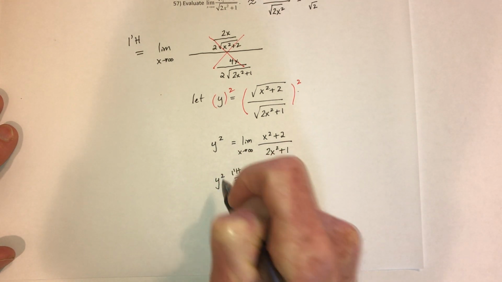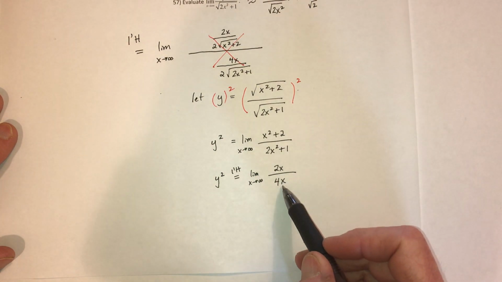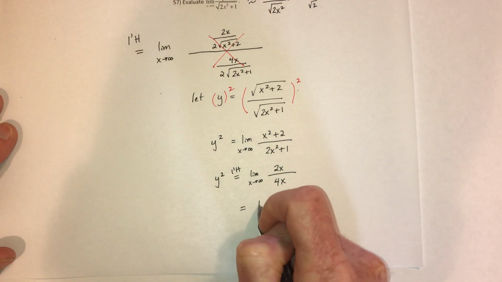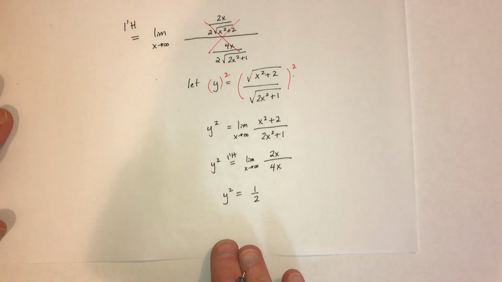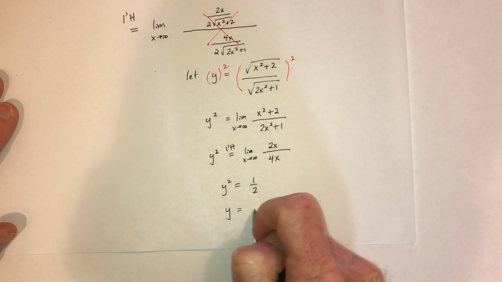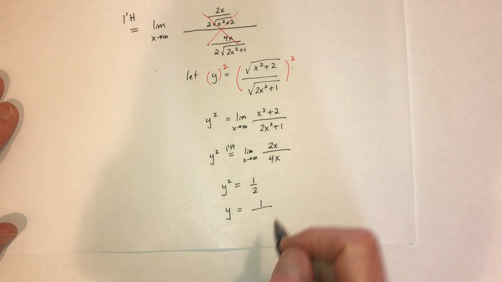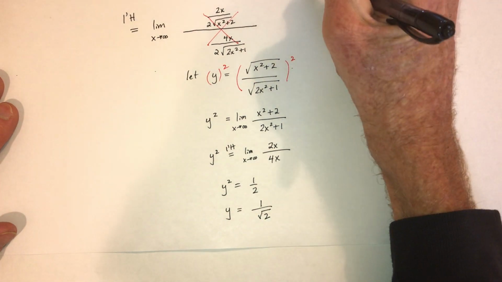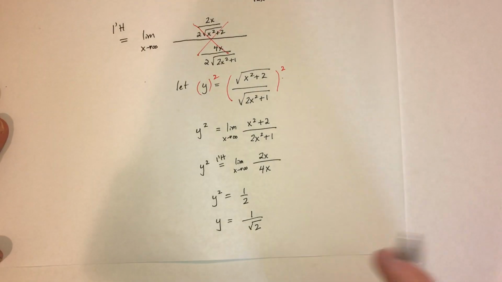And this is still y squared equals. Now as you can see over here, the x's are going to cancel, and 2/4 reduces to be 1/2. And since this was still y squared equals, the last thing to do is take the square root of both sides. On the top, the square root of 1 is 1. And on the bottom, the square root of 2 is the square root of 2. So my estimate over here seems that it was correct.